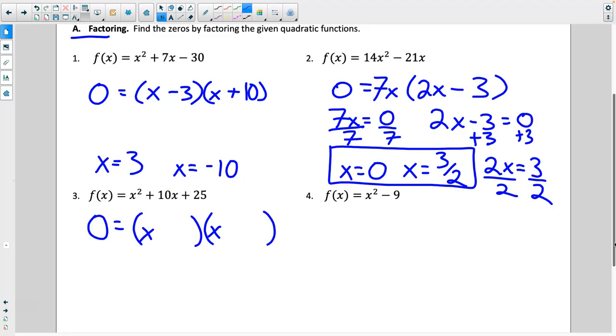All right. Anyway, what numbers do we get? 5 and 5. So I'm going to go plus 5, plus 5. So what's my solution? Yeah, -5. Now, we have two solutions because it's the same solution twice, right? But there's one other thing that I want to point out. What's your vertex?